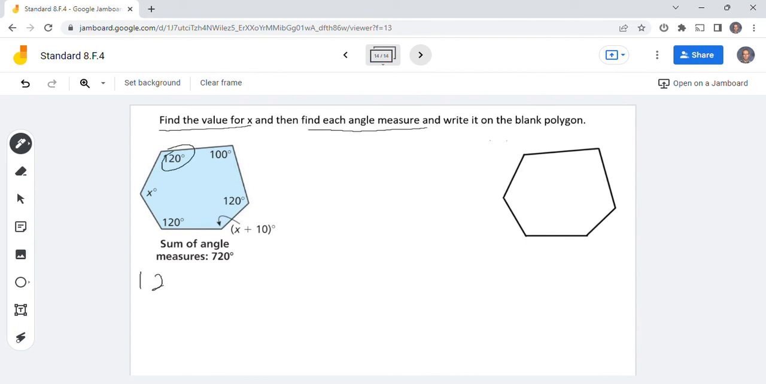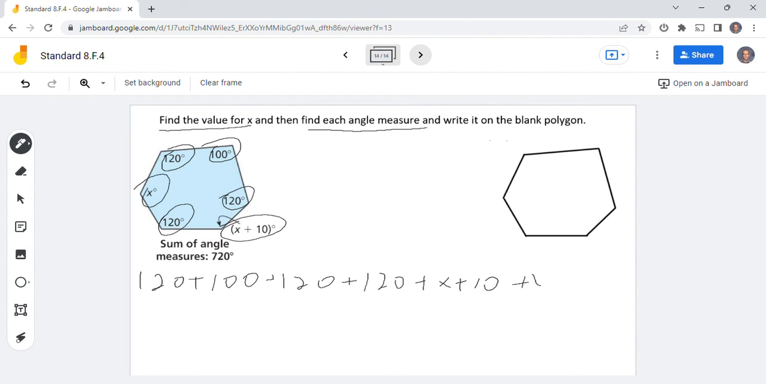That gives us 120 plus, here's 100, plus, here's another 120, plus, here's another 120. Alright, and then we're going to add these. So I'm going to add the x plus 10 and the x. Doesn't really matter which order you add them up, because summing is alright in any order. But we got it all added up and it equals 720.